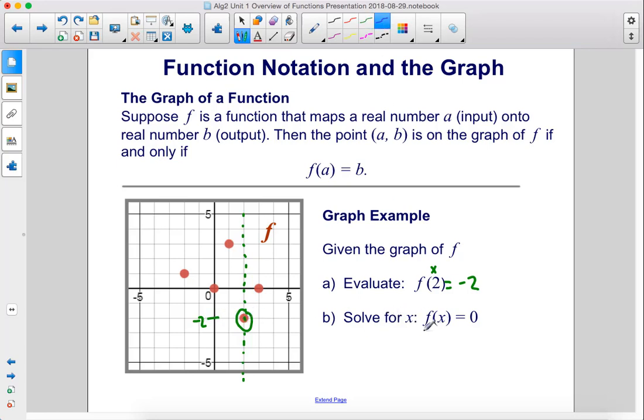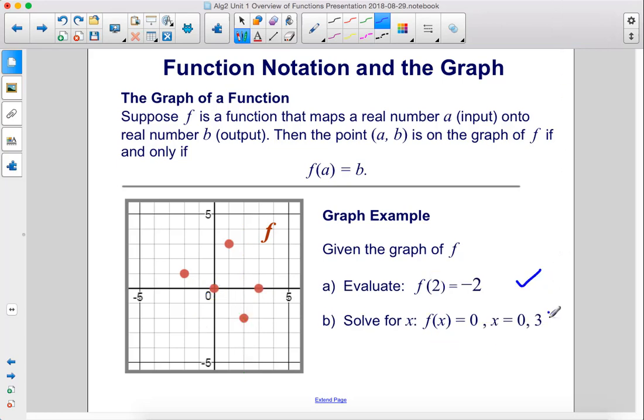Solve for x: f of x equals 0. So that means that the y value is 0. Now that happens at 2 different points, which is okay. You're allowed to have 2 different points that end up at the same y value. You just can't have 2 separate points that have the same x value. So the answer would be when x equals 0 and when x equals 3. Both of those give you a y value of 0. And we are correct.